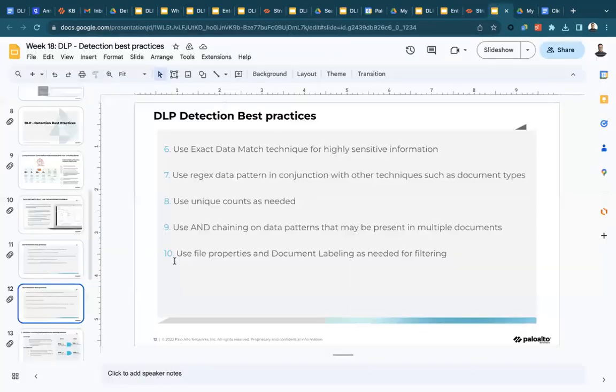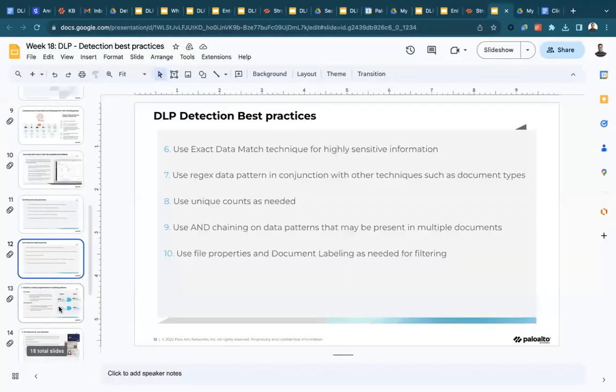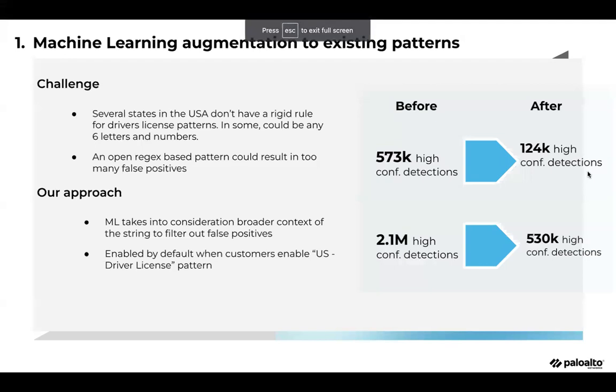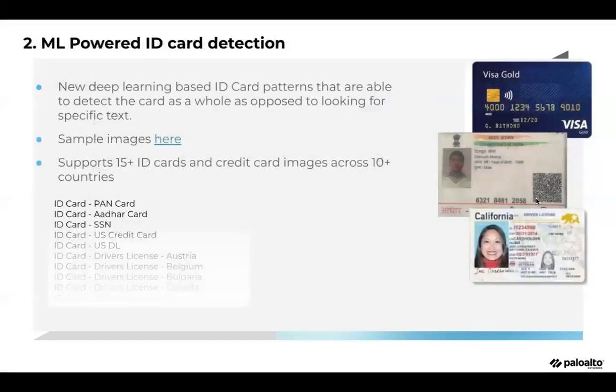So that is mostly what I had in terms of content. We've been making a lot of progress on our ML-based augmentation as well. So I want to quickly run through that while we still have the time. This is around us doing machine learning-based augmentation to our existing data patterns, such as driver's license, which sometimes can be a little bit more generic, but with advanced context understanding, we are able to reduce the number of detections that we make across the board, especially the high confidence ones.